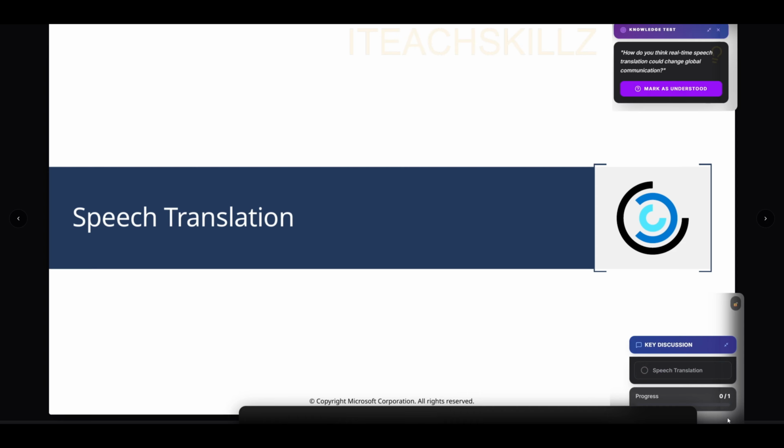Think of speech translation as a bridge between languages. Just like a tour guide helps you navigate unfamiliar territory, this technology interprets spoken words from one language into another almost instantly. Imagine speaking in English and having someone else hear your conversation in Spanish. Speech translation makes that possible.